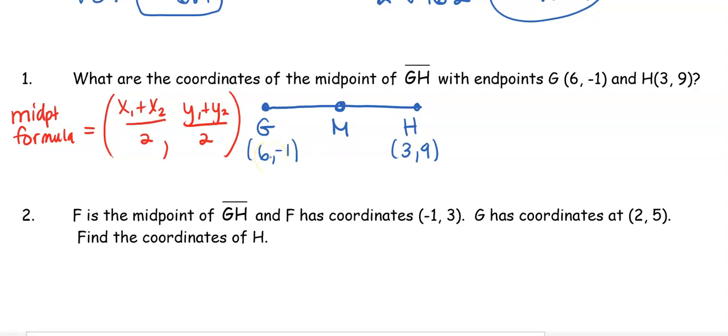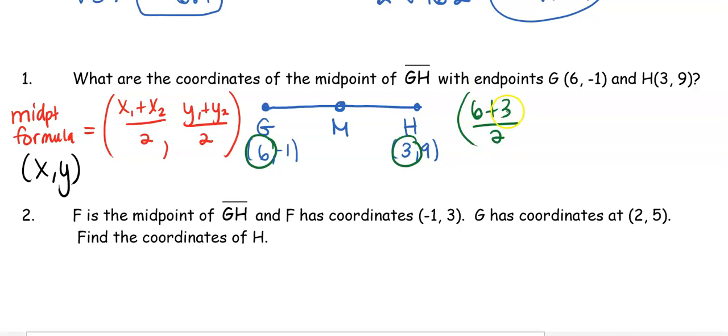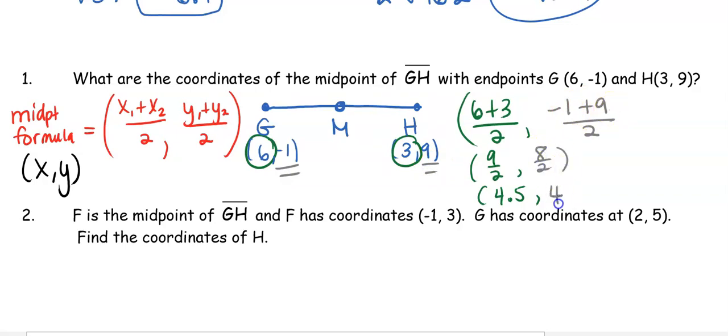So we are going to add our x's together. Our x's are the first coordinates. Remember, ordered pairs are always x, y. So that's 6 plus 3 divided by 2. That's really 9 divided by 2, which is 4.5. That's the x coordinate of my midpoint. Then I'm going to add the y's. -1 plus 9, cut that in half. -1 and 9, well, that's 8. Half of 8 is 4. So here my midpoint is at 4.5, 4.